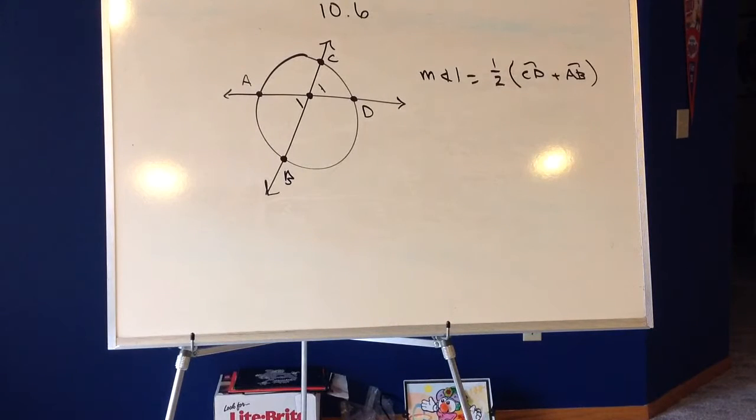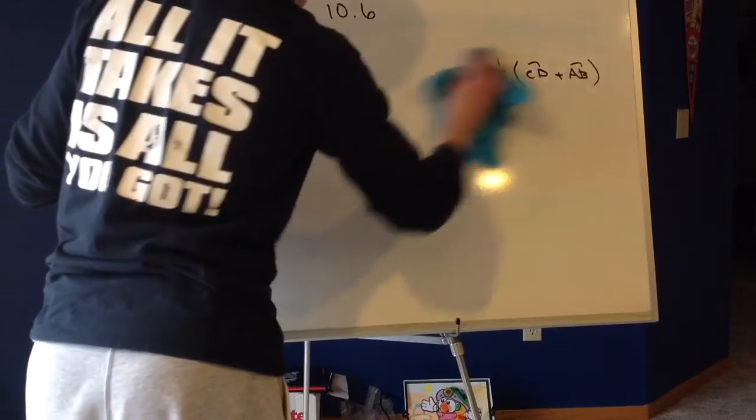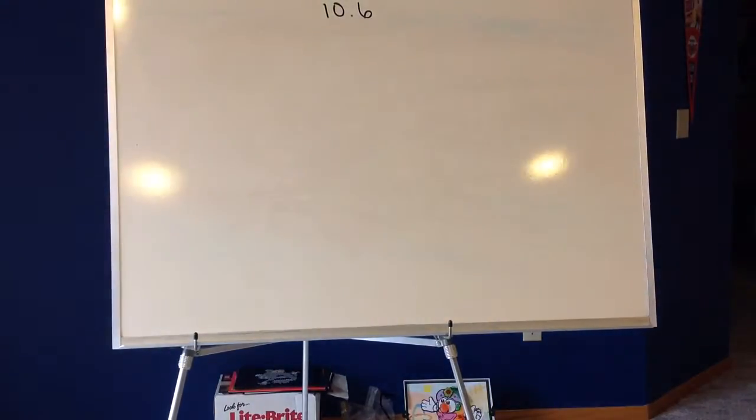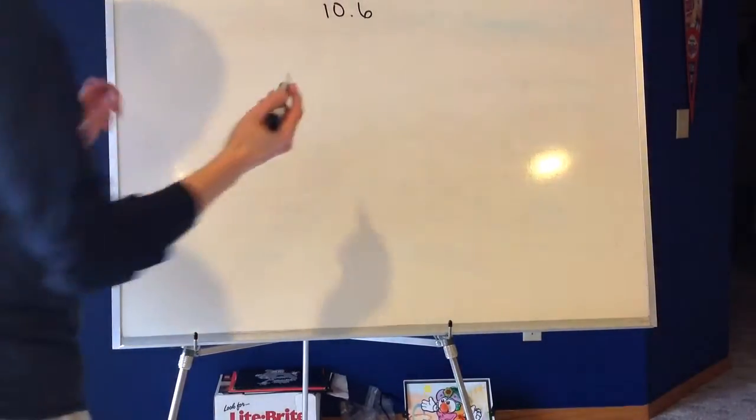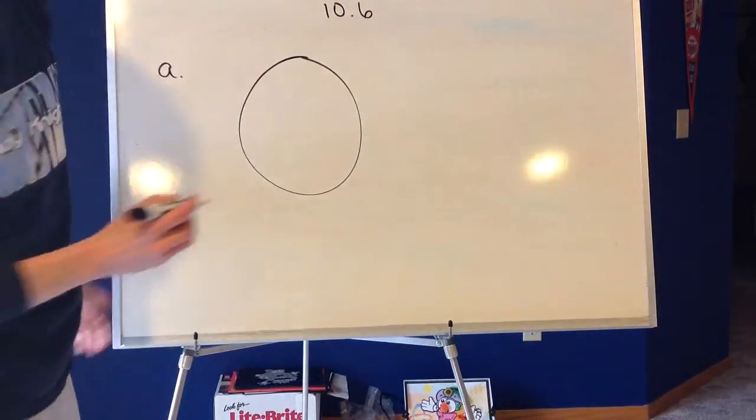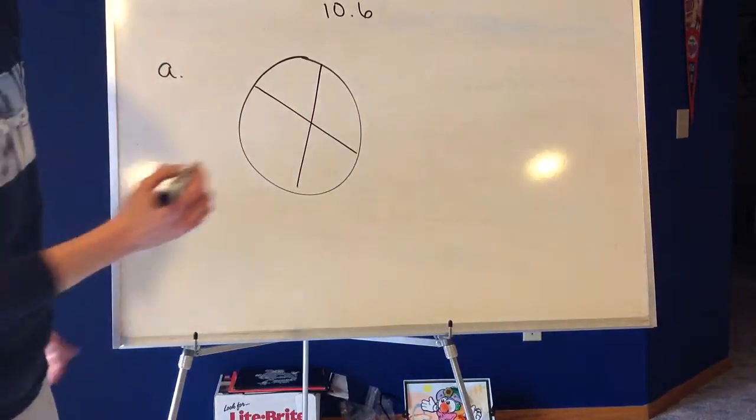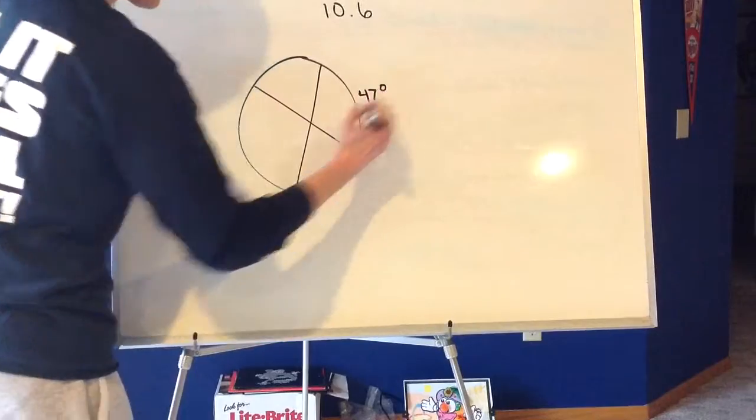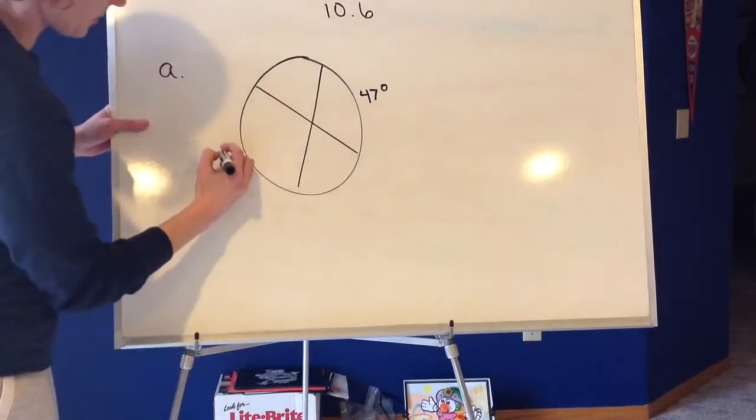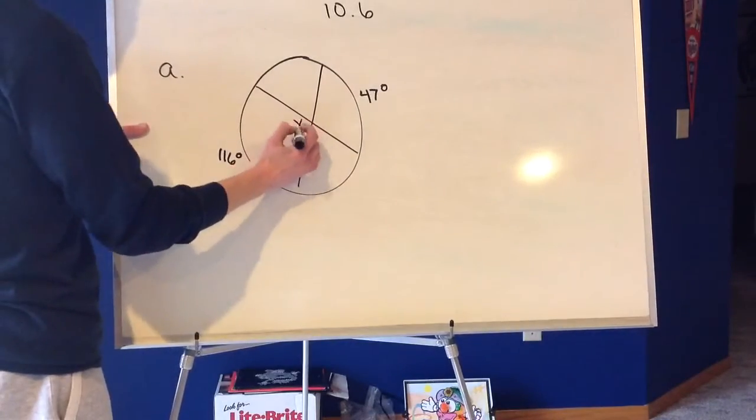So that's what we're going to do here first for example 1. For example 1, they give you part A. They give you these two arcs here. They tell you this one is 47 degrees and this one is 116 degrees, and they're asking you to find x.